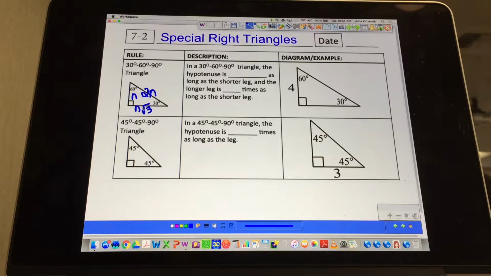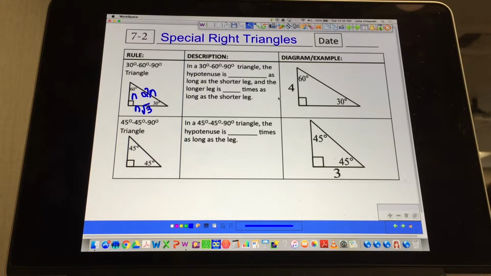Whenever you have a 30, 60, 90 triangle, if you figure out what one side is, and you know what n is, then all you do is plug in. Suppose I said n was 8. Then this side would be 8. What would this side be? 16, 2 times 8. And this side would be 8 radical 3. So what we have to do is use these clues and figure out what n is, and then the rest all goes together.